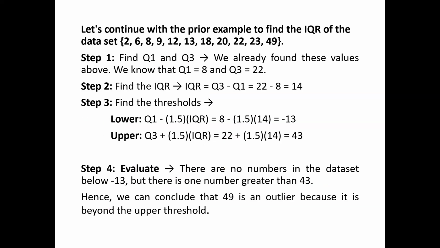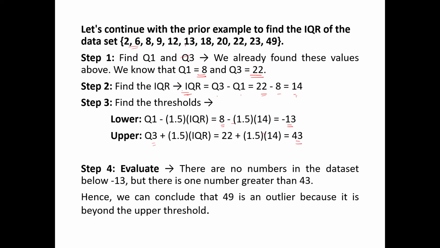With the same example, how are we going to find the IQR and the thresholds? Find Q1 and Q3. We already found these values: Q1 equal to 8 and Q3 equal to 22. Then the IQR is Q3 minus Q1, that is 22 minus 8, which is 14. The next step is to find the thresholds. So the lower threshold is Q1 minus 1.5 into IQR, that is 8 minus 1.5 into 14, which is minus 13. And the upper threshold is Q3 plus 1.5 into IQR, which is 22 plus 1.5 into 14, which is 43.